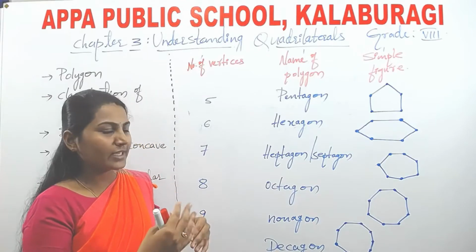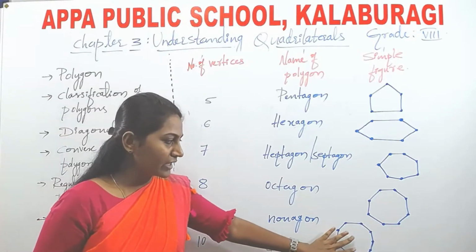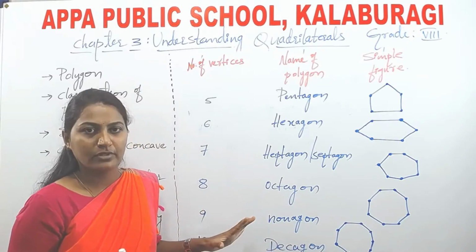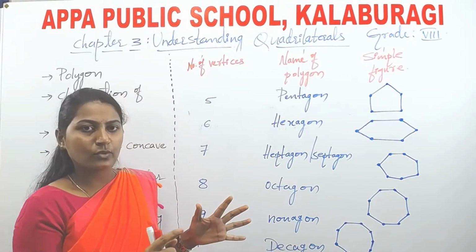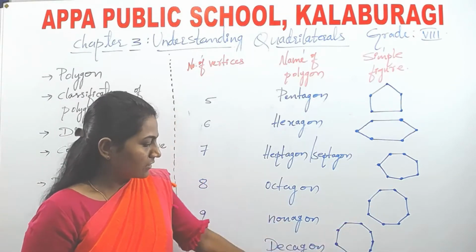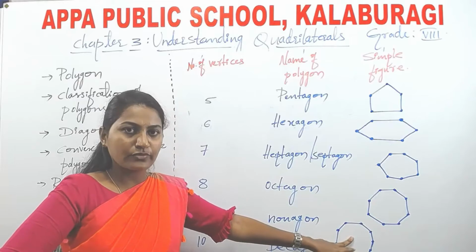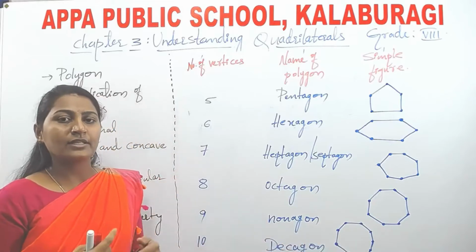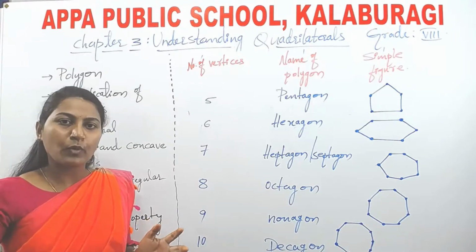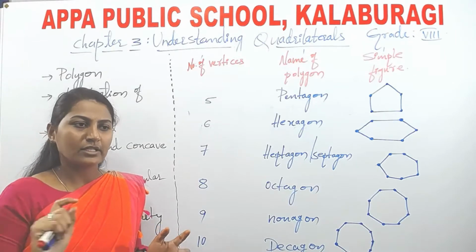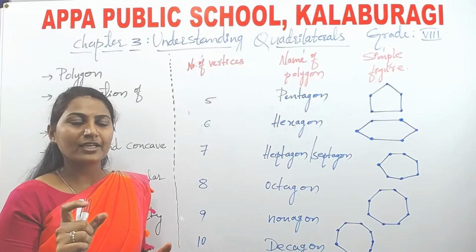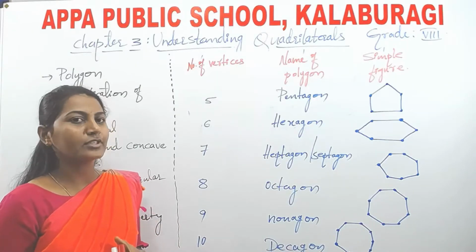As the number of sides is increasing, the figure is becoming more like a circular one. Yes or no? So you can still draw it properly. This one is nonagon. Decagon also if you draw. What I mean to tell is, as the number of sides increases, at some number of sides, the figure becomes a circle. So we don't know the number of sides. We say that a circle has an infinite number of sides.